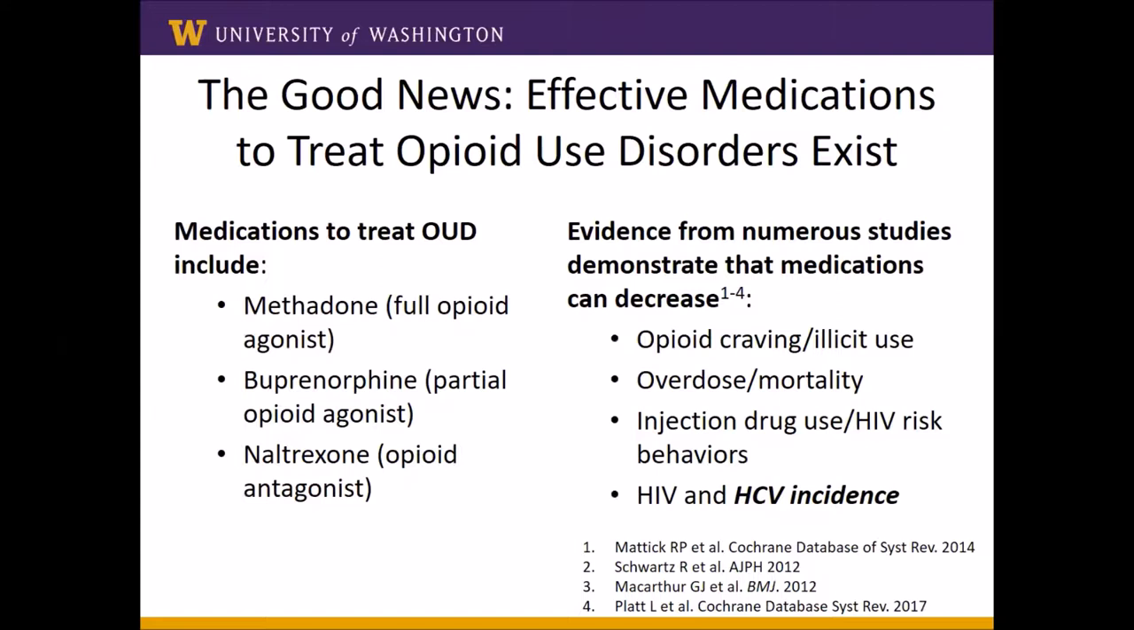I should note that buprenorphine is mainly prescribed these days as a sublingual medication. However, injectable formulations just became approved this year, but they're not really widely used as of yet. These medications have been shown in numerous studies, including randomized controlled trials, to decrease opioid craving and use, overdose and mortality, HIV risk behaviors, and HIV and hepatitis C incidence. So next I'll review the evidence to demonstrate that opioid agonist therapy can prevent hepatitis C.